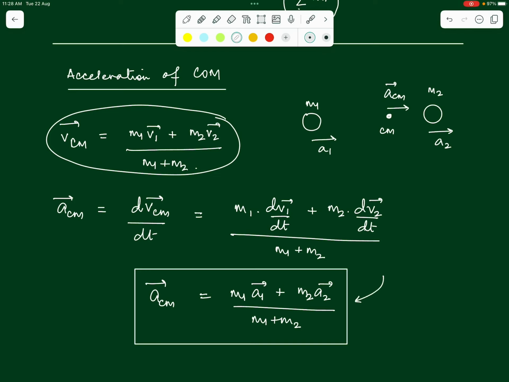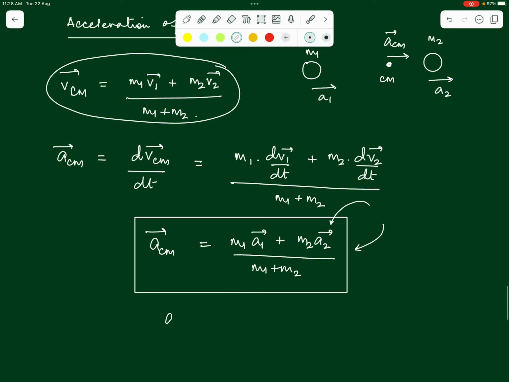All you need to do is multiply the mass with the acceleration individually for all the particles and then add them up. Mind you, it has to be a vector addition. So just in case you have any of the accelerations opposite to each other or in some other direction, you have to take into consideration those directions. These are vector additions that we are doing here.